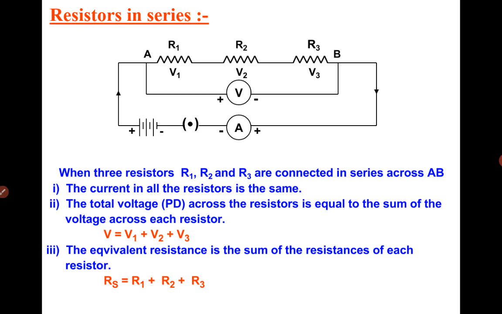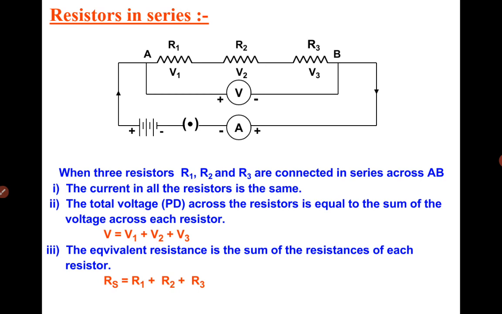Let us take the potential of the battery as V. Therefore, V is equal to V1 plus V2 plus V3. Now substitute all the three values, that is V1, V2 and V3. As we know, V is equal to IR. Therefore, IR is equal to IR1 plus IR2 plus IR3. Just take I common on the right hand side. Therefore, IR is equal to I bracket R1 plus R2 plus R3.